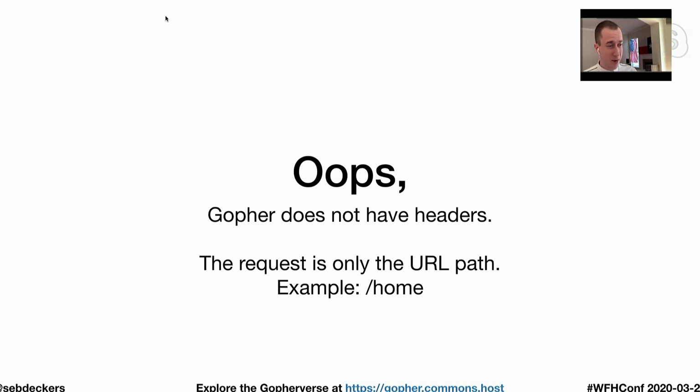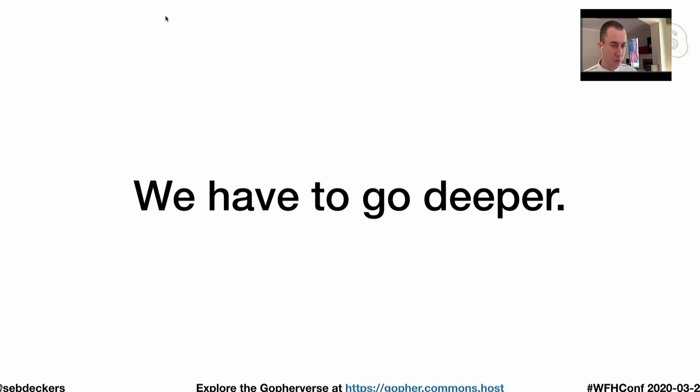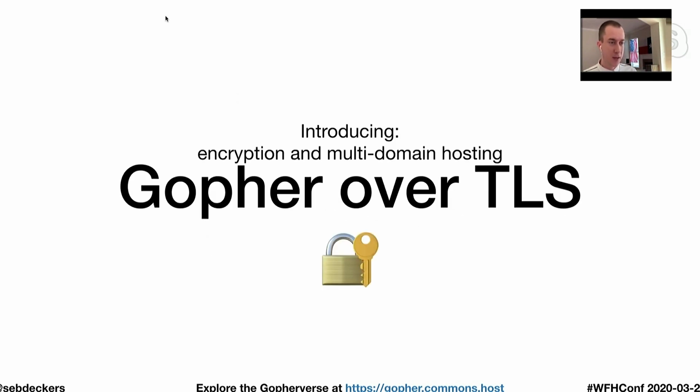But Gopher doesn't have headers, so we can't really use that trick. We can't create a new header because there are no headers in Gopher, and we don't want to change the protocol. So we only have this URL path to work with, which means we have to look at another option. And that's where solving the encryption problem also provides us with multi-domain hosting.